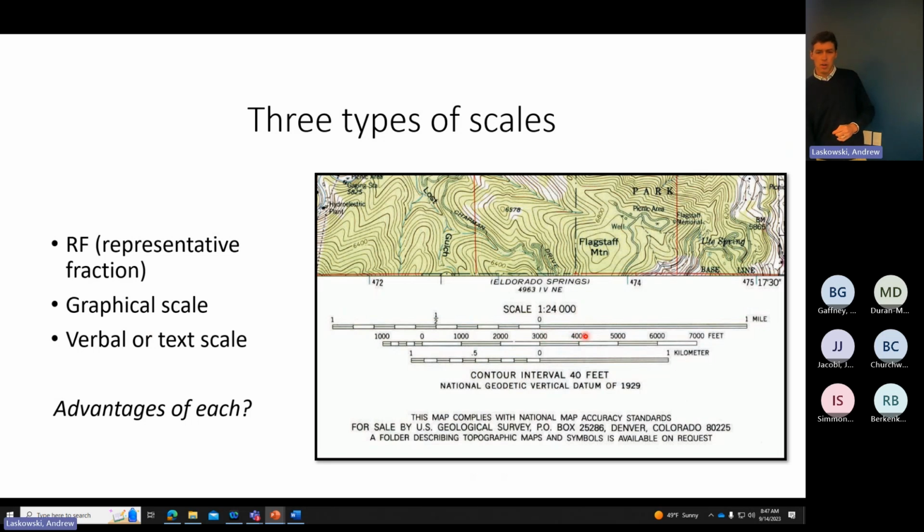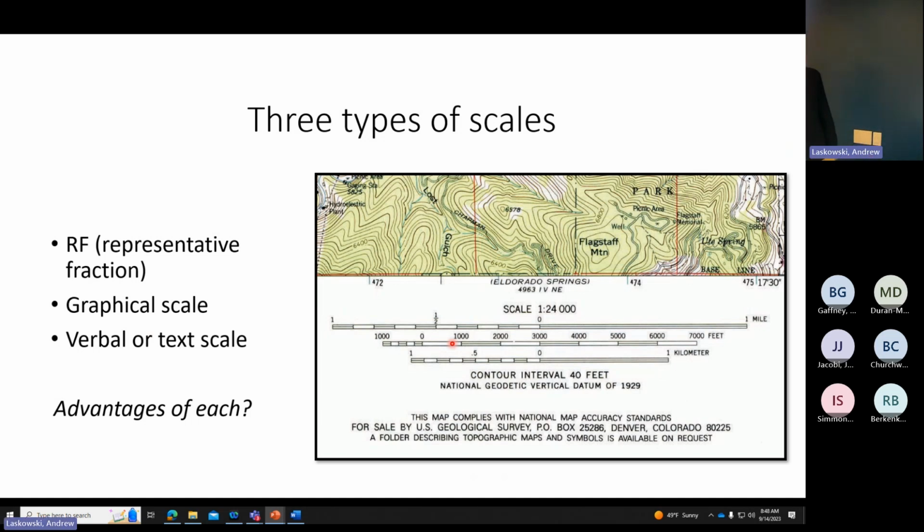The graphic scale bar is probably more familiar to most people. Very intuitive, right? You can just look at a distance on a map, like from this high point here, 6578, to Flagstaff Mountain. Looks to be about 2,500 feet on the ground. So you can just read distances directly off of that scale bar.